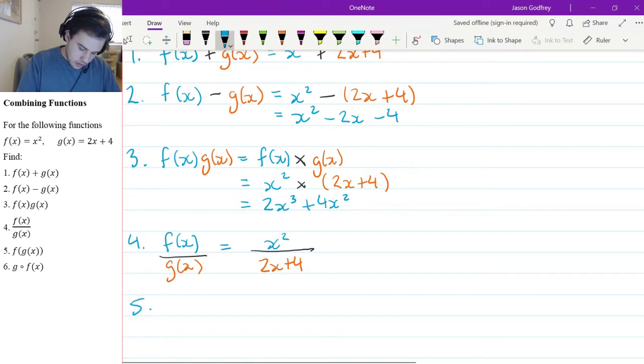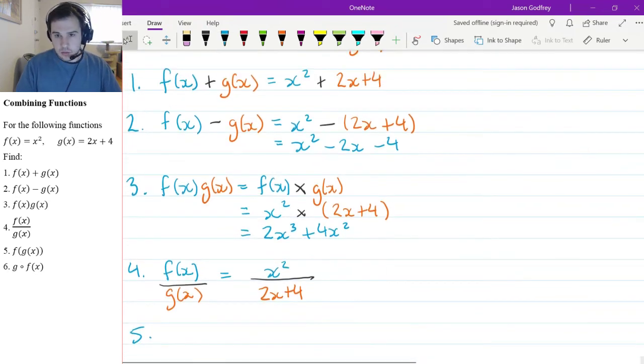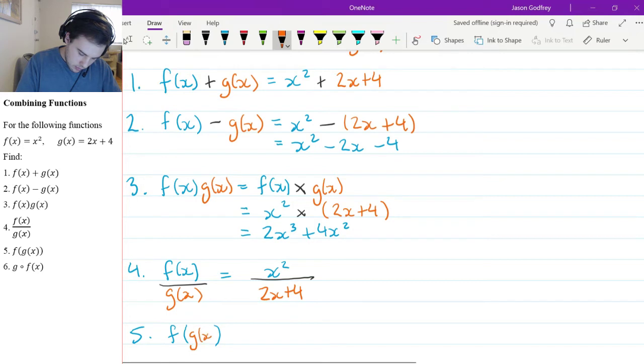Okay, so here's the really important bit: questions 5 and 6 are what's called composite functions. So you see it says f of, and then what's inside? G of x. So hopefully writing with the colours makes that a bit clearer. So this says find f of whatever g of x is. So g of x we're going to replace with, we're going to find f of g of x is 2x plus 4.